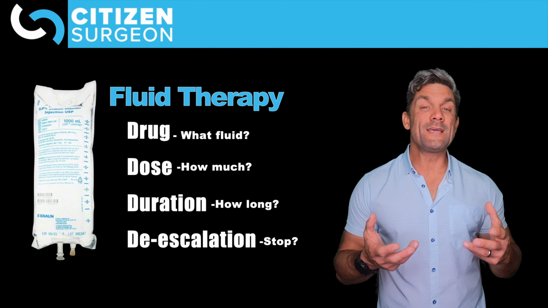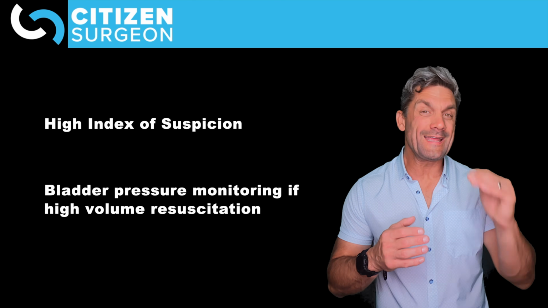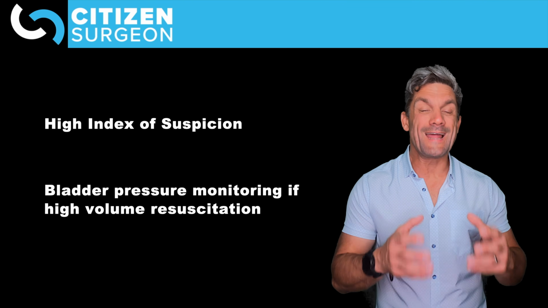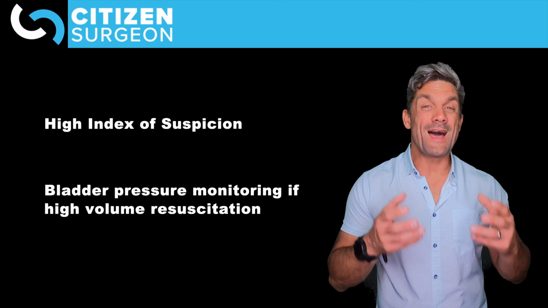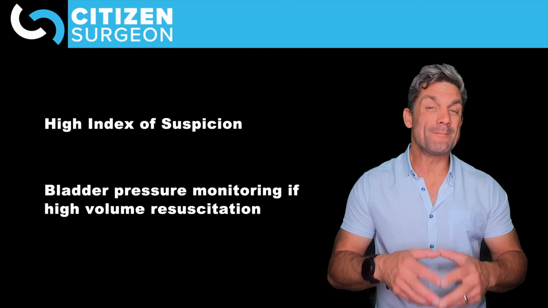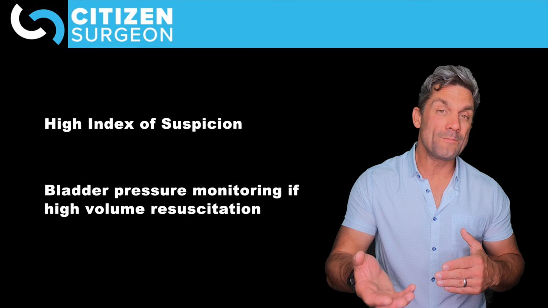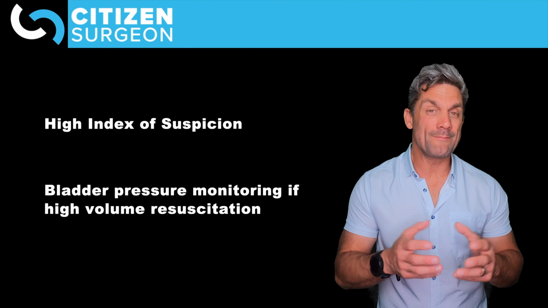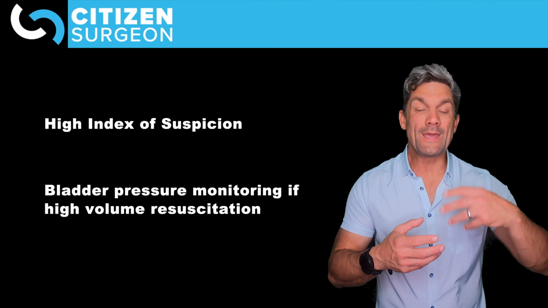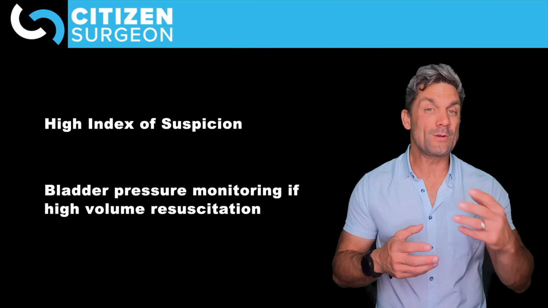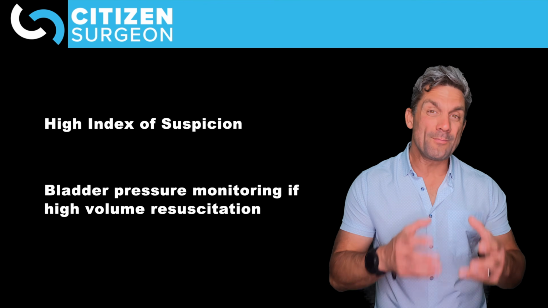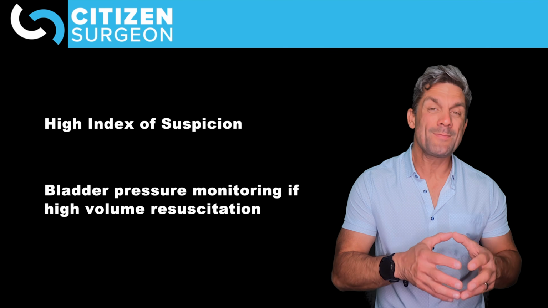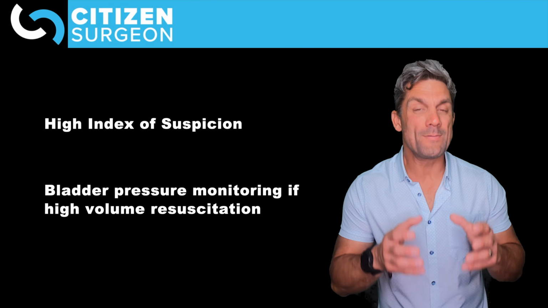How else can we prevent it? Well, we can have a very high index of suspicion. If you have a critically ill patient with one of those causes that I talked about earlier, then we have to have a high index of suspicion that this patient might develop abdominal compartment syndrome. And if you're in medicine, you want to get the surgeons involved early, okay? Second is, if we are doing a large volume resuscitation or we have a critically ill patient, start bladder pressure monitoring early, okay? And that's going to give us a good baseline and help us understand the tempo of disease.